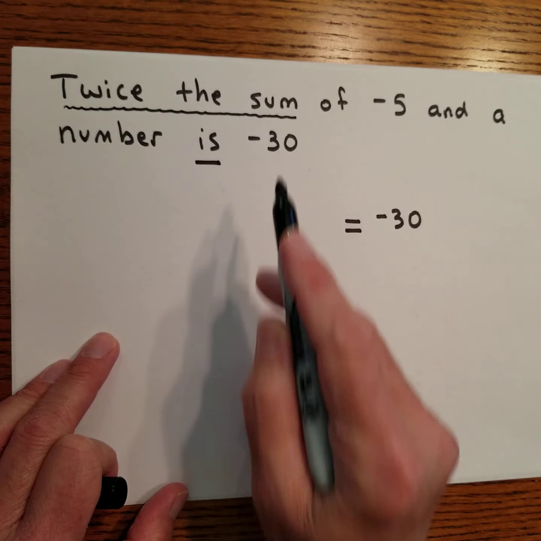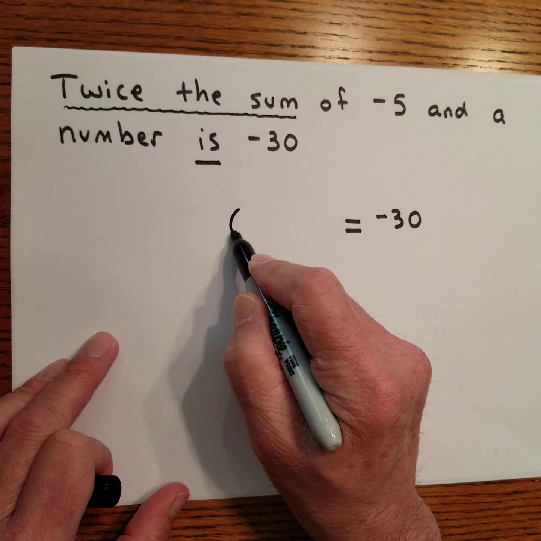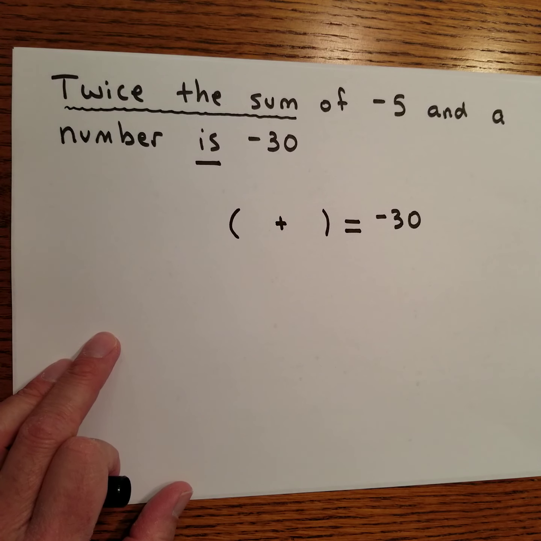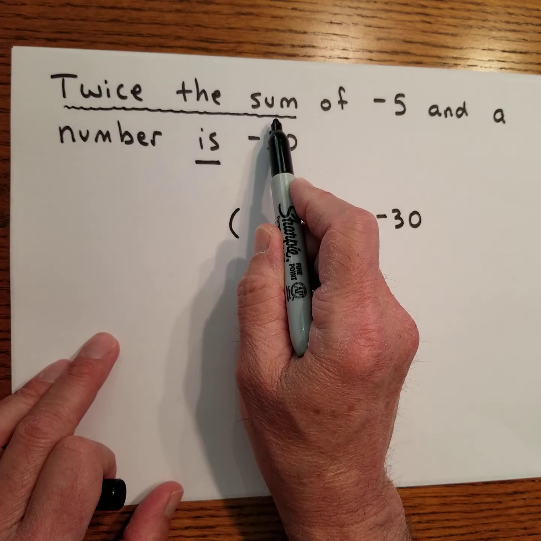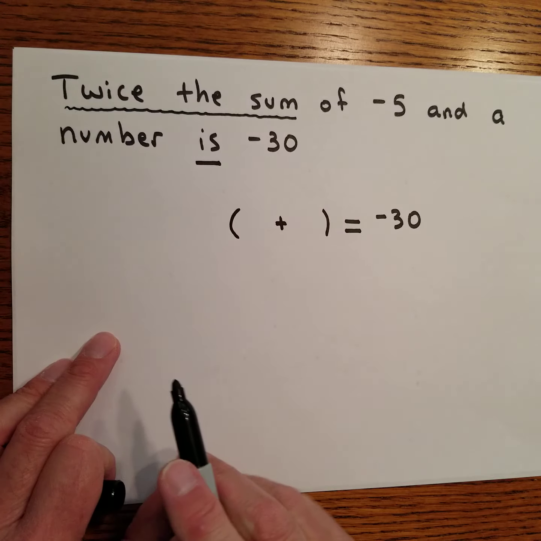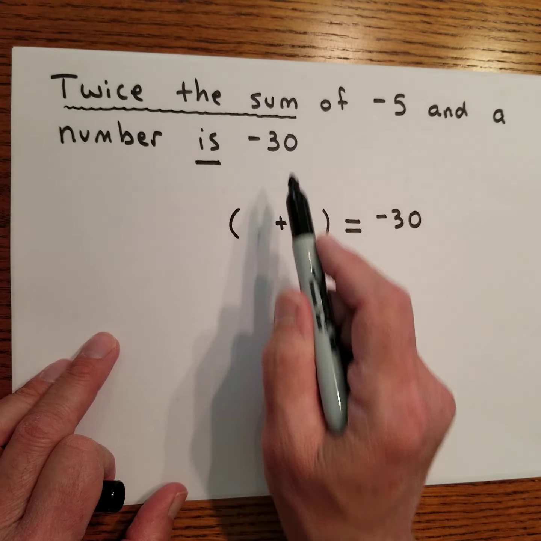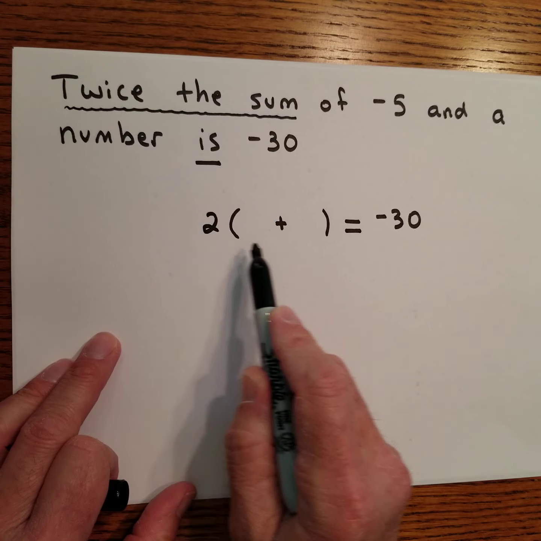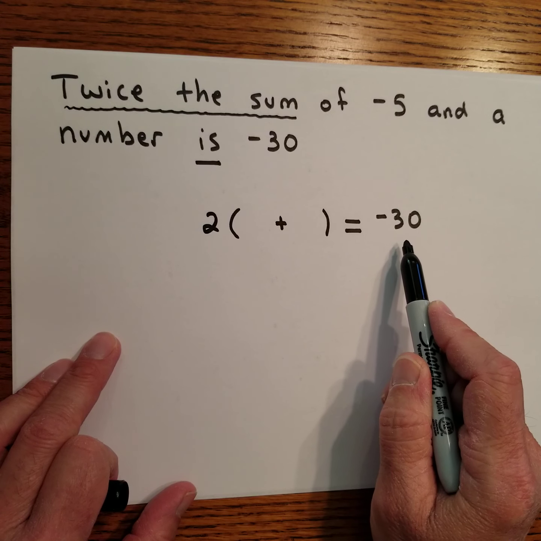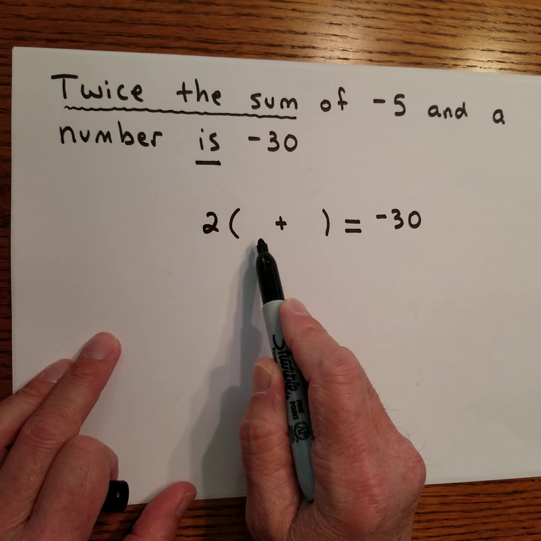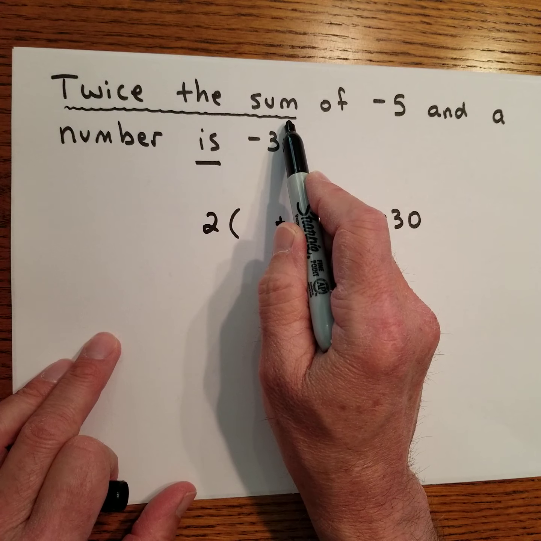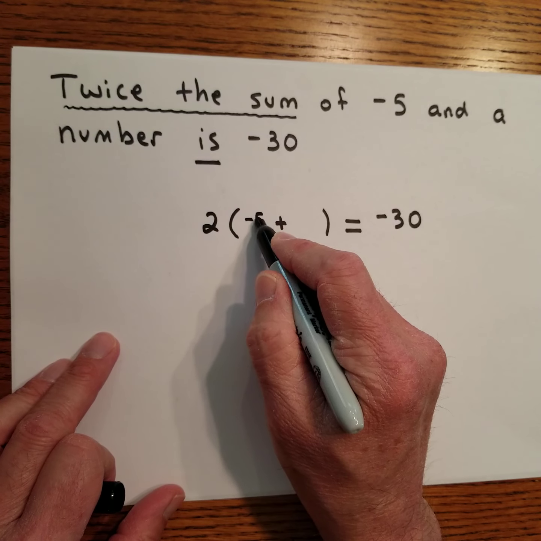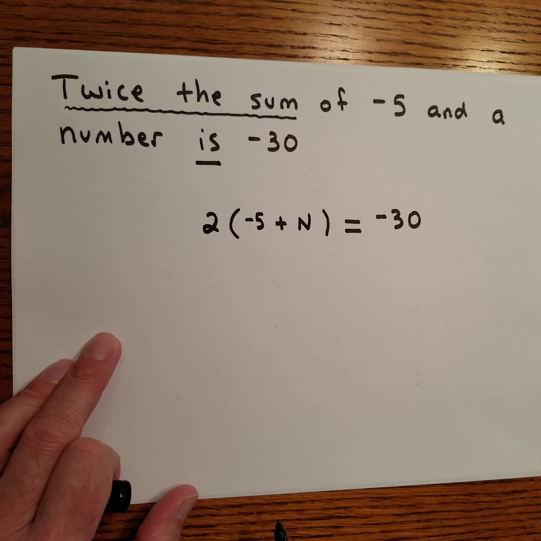Twice the sum. What's a sum? A sum is an answer to an addition problem. There's my addition problem. I want twice the sum. The word twice means multiply by 2. I am to take my sum and multiply it by 2. Here's twice the sum is -30. Now it's the sum of what and what? The sum of -5 and a number.